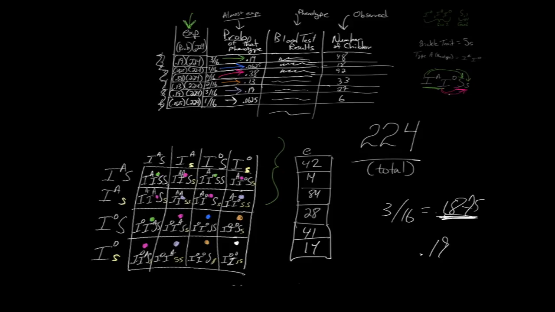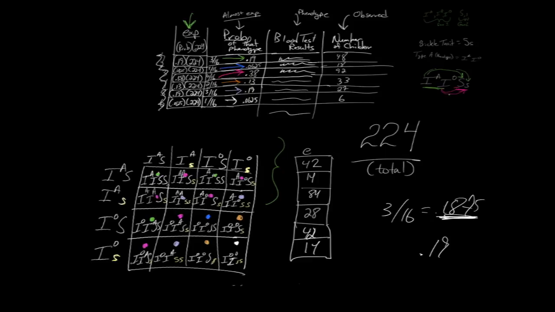0.19 times 224, what was it? 42 something or 41 something? 42.5. So we'll just go with 42, although it sounds like it should be 43. All right? Do you agree it should be 43? Do you just want to correct it now? Let's just correct it now and keep it 43.